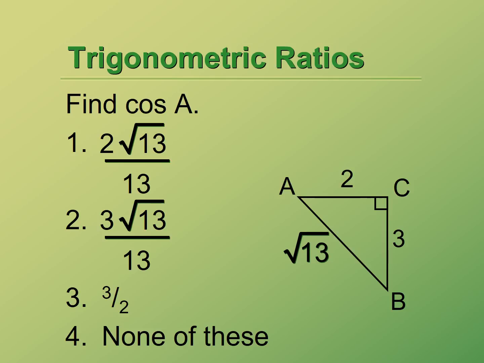Okay, here is another example. We have cosine A. So here's angle A. And remember, cosine is adjacent over hypotenuse. So you have 2 over the square root of 13. And when we studied radicals, we learned that we don't like to have the radical in the denominator. So we have to rationalize the denominator by multiplying both numerator and denominator by the square root of 13, which would give us 2 square roots of 13 in the numerator and then just 13 in the denominator, which is option number 1 here.